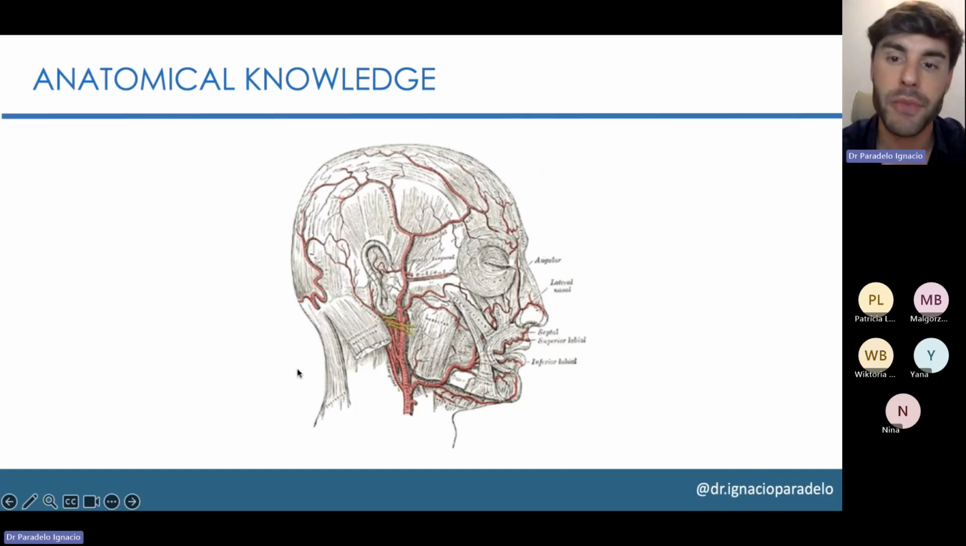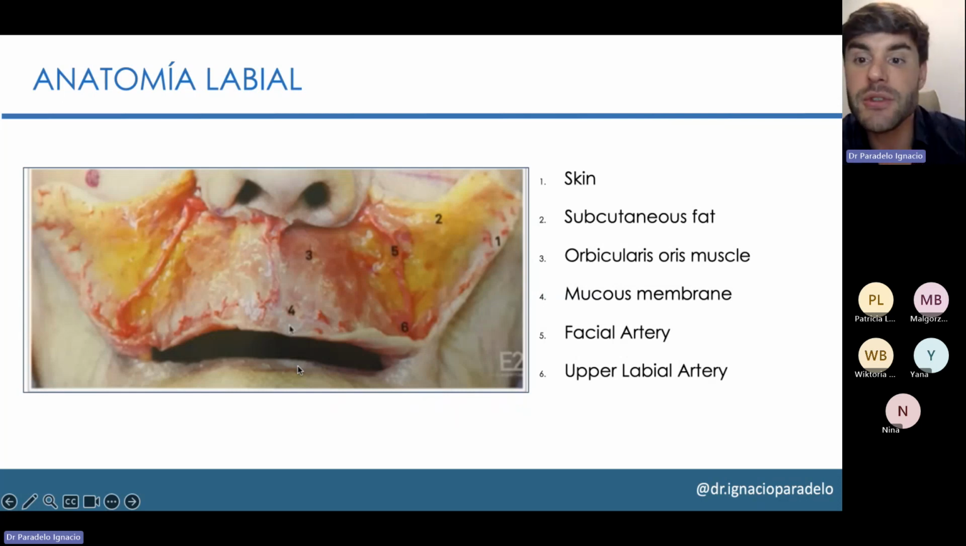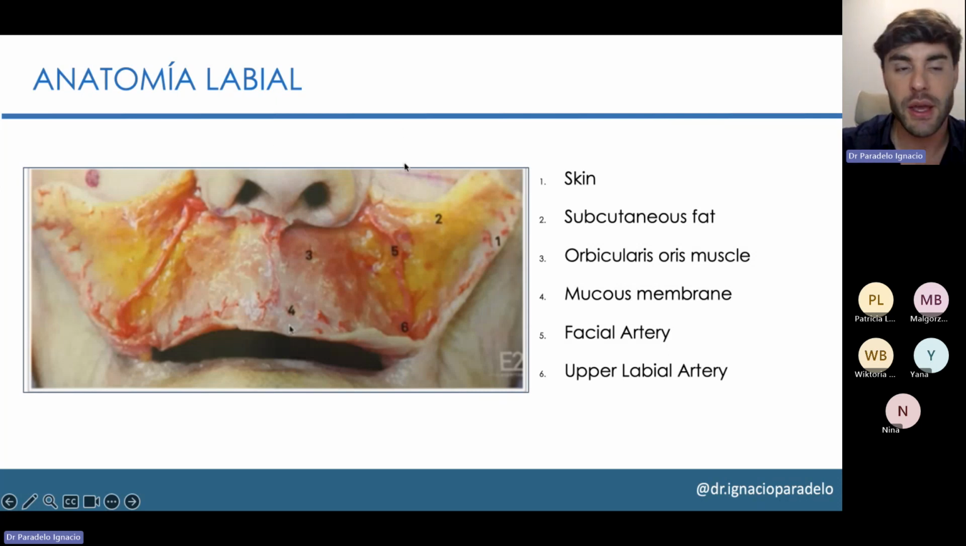Also, before performing any type of aesthetic medicine treatment, it is very important to take into account the anatomical knowledge to avoid any type of complication. And that is what I am going to talk about now. In addition to knowing the different layers that make up the perioral region, it is very important to know its arteries and their route. In the anatomy, we have the skin, then the subcutaneous fat, then the orbicularis oris muscle, that's the muscle of the lips, then the mucous membrane, then the facial artery, where the upper labial artery is going to be born.